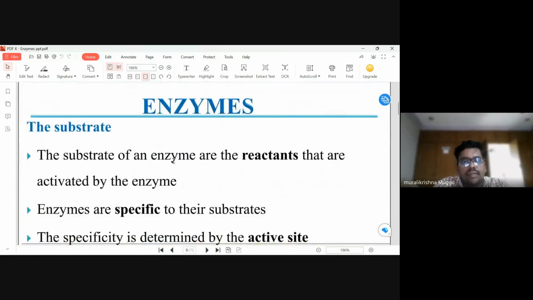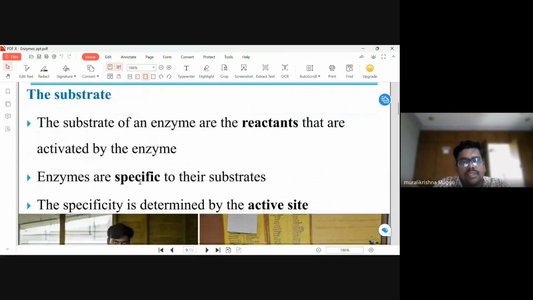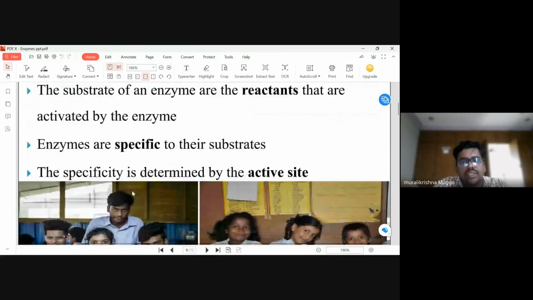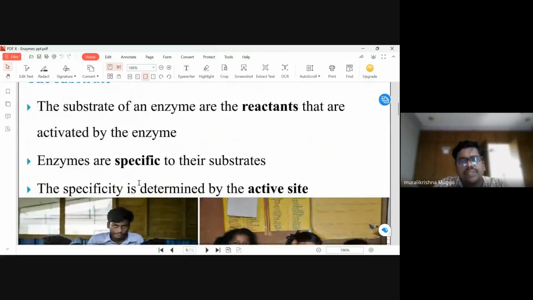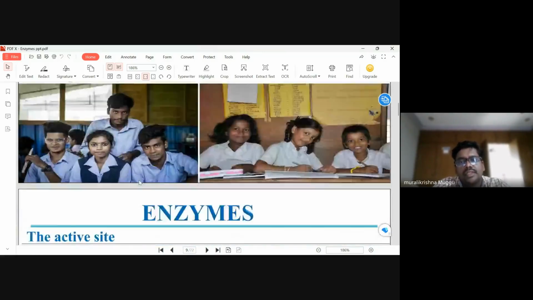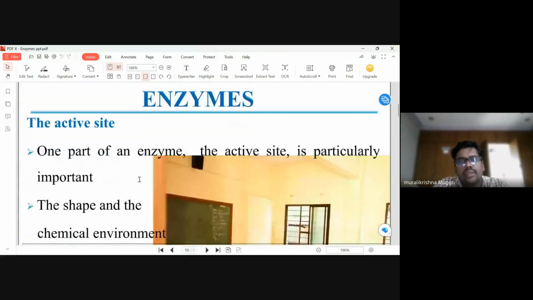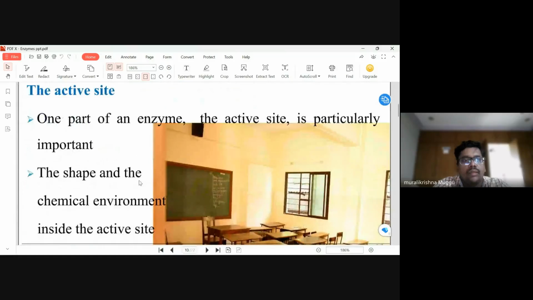The substrates of an enzyme are the reactants that are activated by the enzyme. Enzymes are specific to their substrate. The specificity is determined by the active site. Generally enzymes are very specific to their substrates. Enzymes help to convert the reactants into the products. What is the active site?